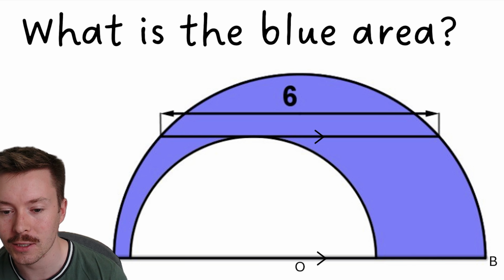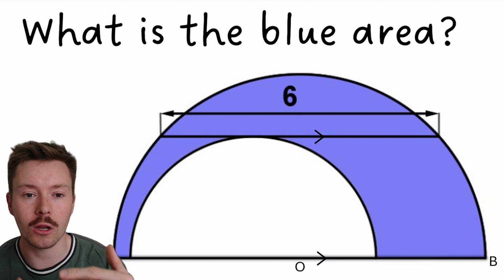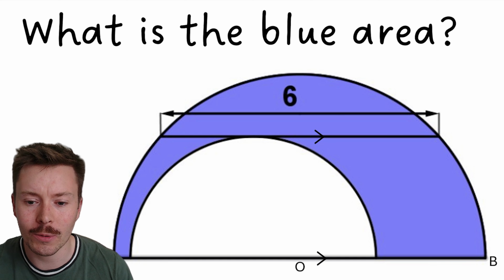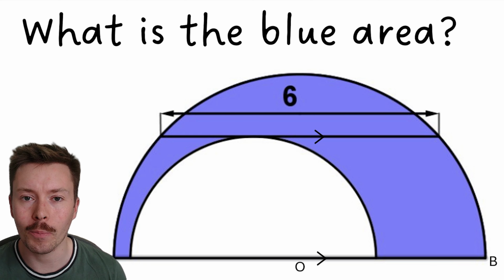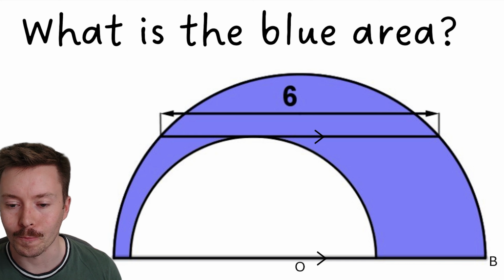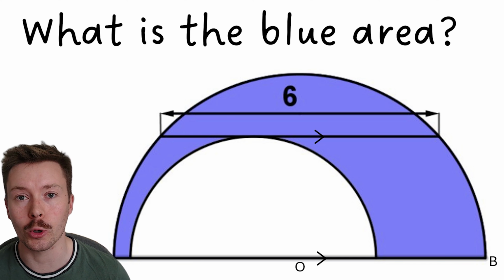Now I've highlighted that those lines, that tangent and the base of the largest semicircle, AB, are parallel, so they're going in the same direction. Yeah, they're parallel. Can you find the blue area?